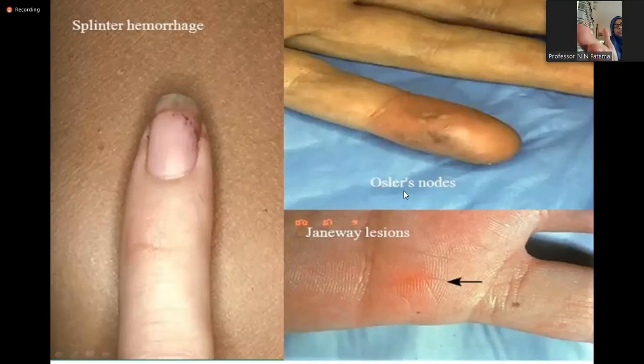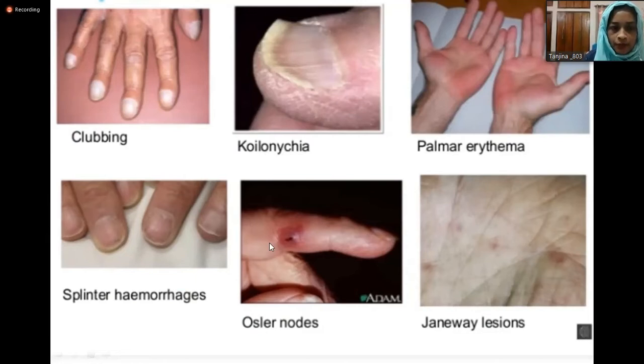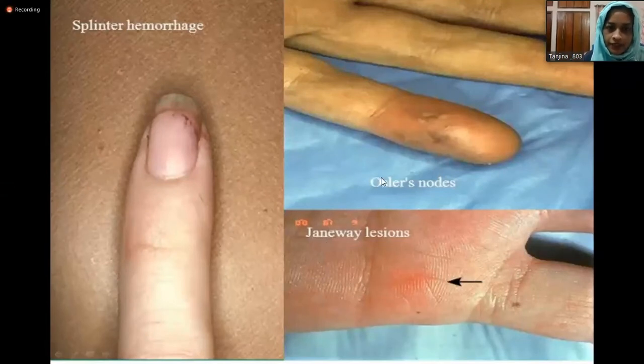Come back to the previous slide, and tell them what diseases are associated with these conditions. Madam, palmar erythema, splinter hemorrhage, Janeway lesion, Osler nodes are all clinical manifestations of infective endocarditis. Koilonychia you can find in iron deficiency anemia, and clubbing is found in many congenital cyanotic heart diseases and also chronic obstructive lung disease. Splinter hemorrhage, Janeway lesion and Osler node are also found in infective endocarditis patients.